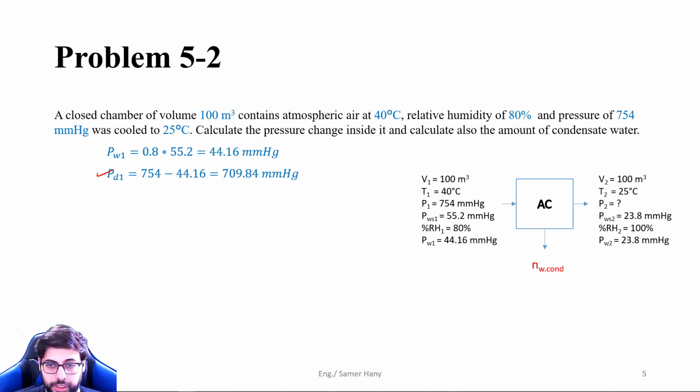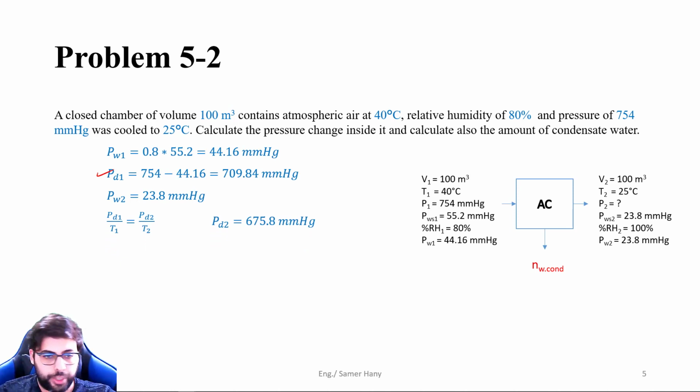Since the only thing that would be changing the number of moles is the water, we just take it out from both sides, knowing that oxygen and nitrogen will never condense at these conditions. So we just work with the dry pressure of oxygen and nitrogen. Okay, and for the conditions of the outlet, we can get P water 2, and we can get the dry pressure by saying P1 over T1 equals P2 over T2.